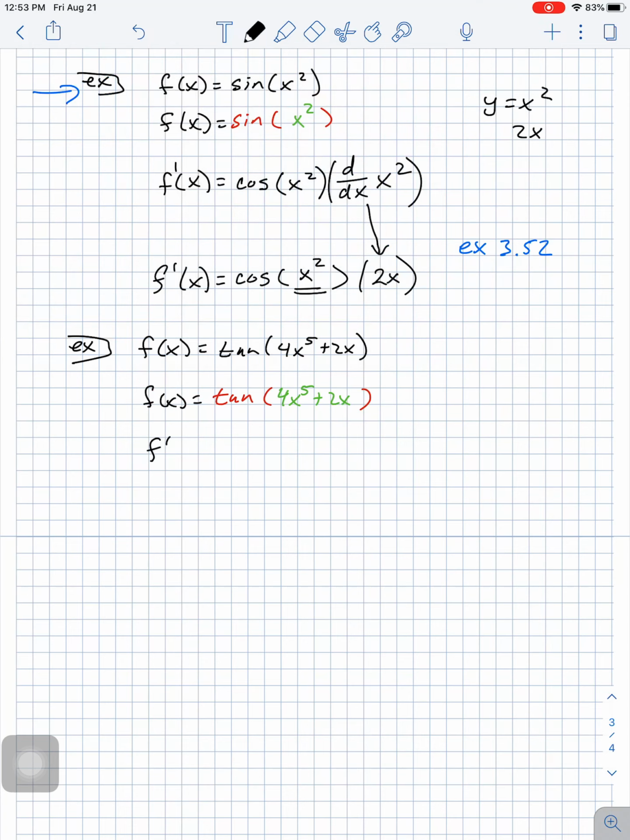And now I'm going to take the derivative. The chain rule says the derivative of the outside function. The derivative of tangent is secant squared. But I'm not going to write x, I'm going to write a space, evaluated at the inside function, which means plug in the green, times the derivative of the inside function. And now I can actually do that derivative.